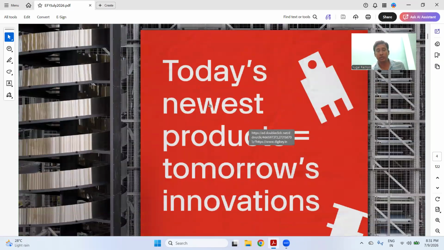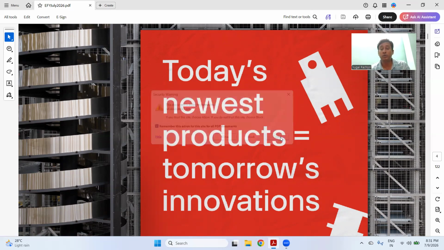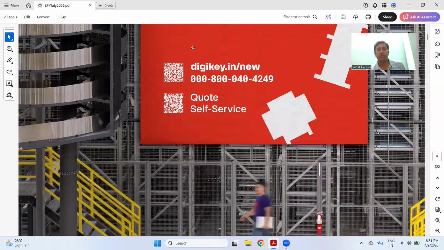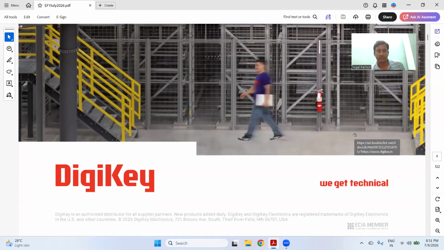Now, "today's newest product is tomorrow's innovation." In terms of innovation, this statement is very nice. Like, today's product is tomorrow's innovation. If you choose a product from a certain point of view, then you try to innovate on that. So today's product is tomorrow's innovation. That is from DigiKey, one of the advertisers of the Electronics For You magazine.